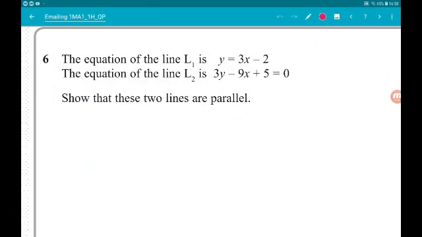Okay, question 6, 2 marks. The equation of line L1 is y is 3x minus 2. The equation of the line L2 is 3y minus 9x add 5 is equal to 0. We want to show that these two lines are parallel. So if two lines are parallel, it means they have the same gradient. Now, remember the general equation of a straight line. Y is equal to mx add c.